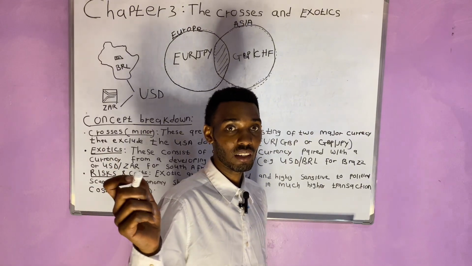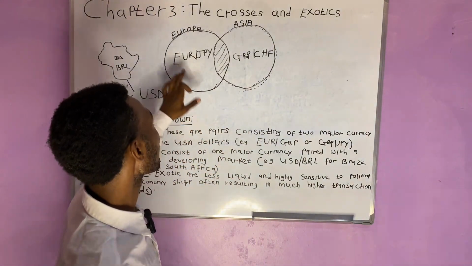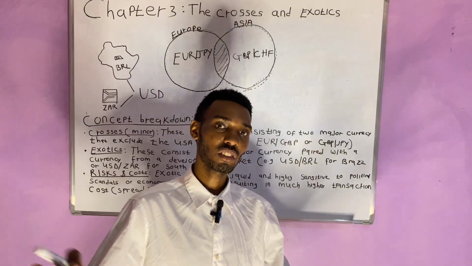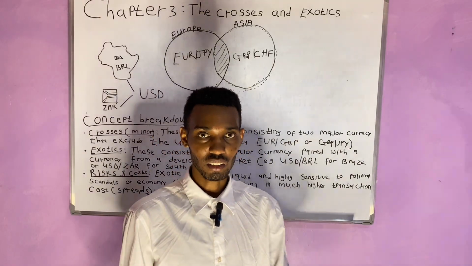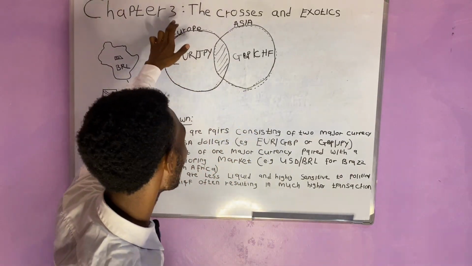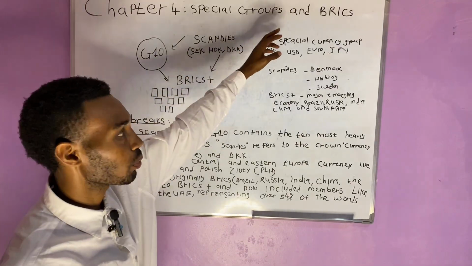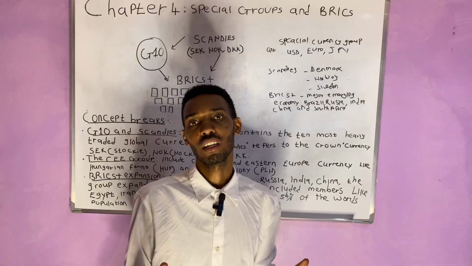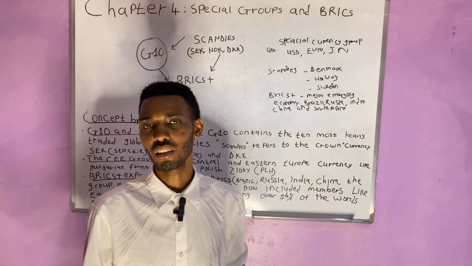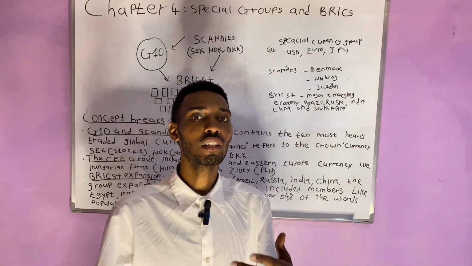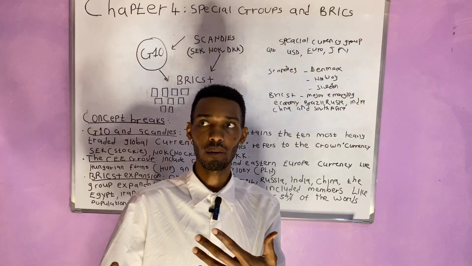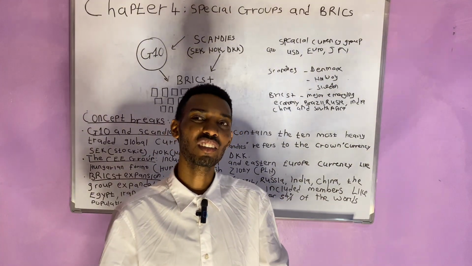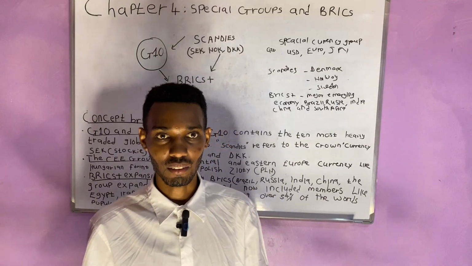Okay, let us see the next chapter. We're going to see a little of the G10s and the Scandis. Let us be there and see what it takes. In this chapter, special groups and nicknames, we're going to look at the country special names and the nicknames, the way the country codes name the currencies according to, let's say, a nickname of the country.